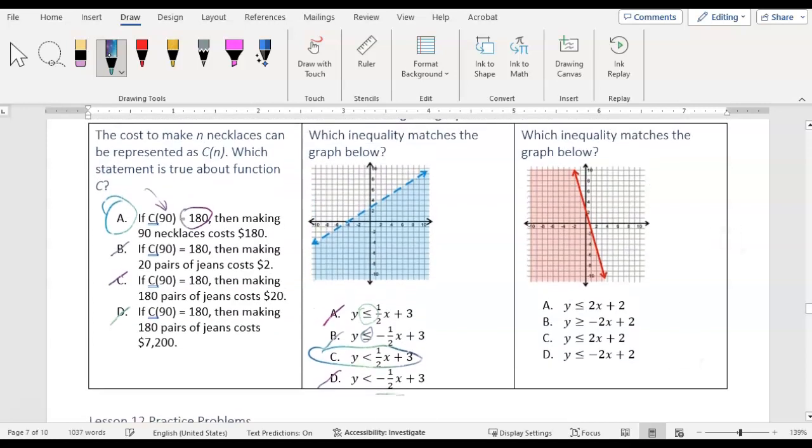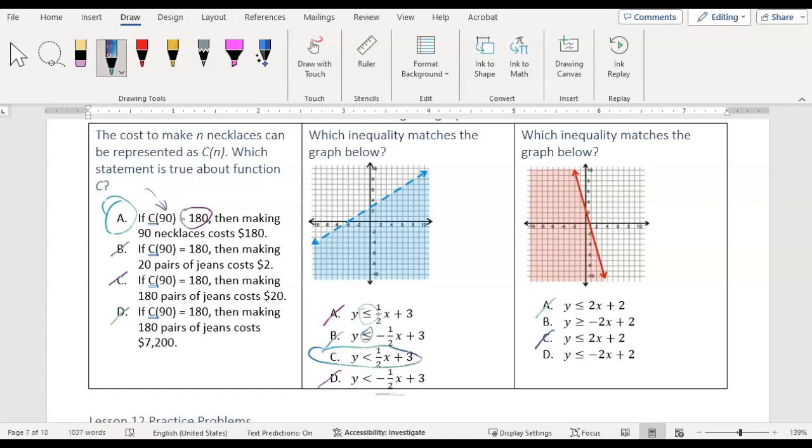For this one, we have a solid line this time. Now, all of my options are both greater than or equal to or less than or equal to, so that doesn't help me eliminate as much. We can eliminate based on the type of slope we have here. So this is a negative slope. That helps me to eliminate both A and C. And so now I'm left with, is it greater than or equal to or less than or equal to?